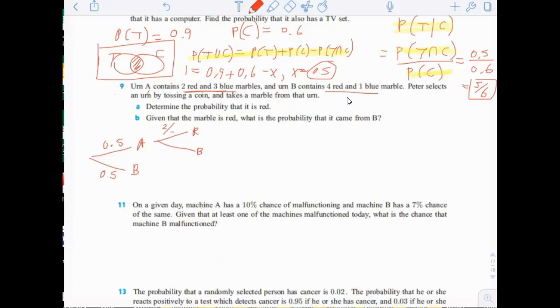Urn B contains 4 red and 1 blue marble. 4 red divided by 5 total to get red. 1 blue divided by 5 total to get blue. Okay. Determine the probability that the marble taken from an urn is red. So let's multiply out all these probabilities.